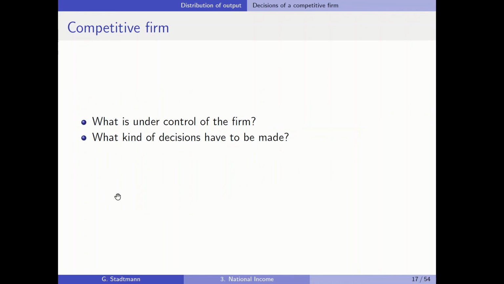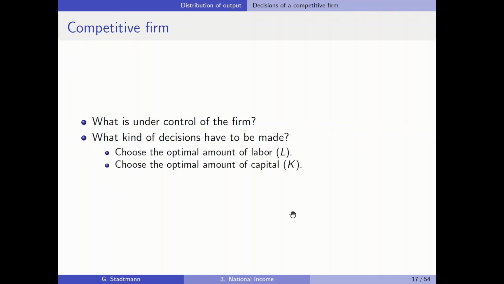But what is under the control of the competitive firm? What kind of decisions have to be made? The manager of this firm has to choose the optimal amount of labor and also has to choose the optimal amount of capital.